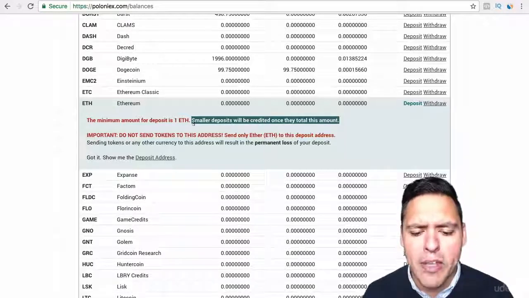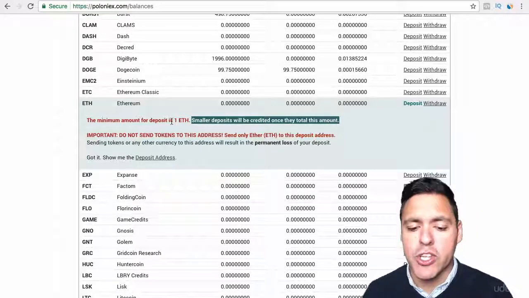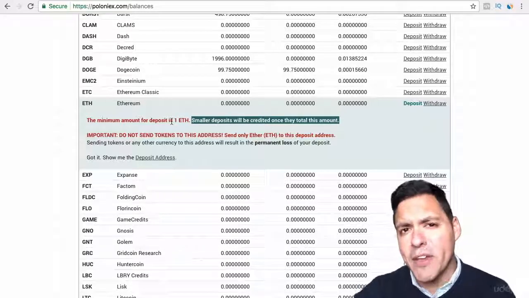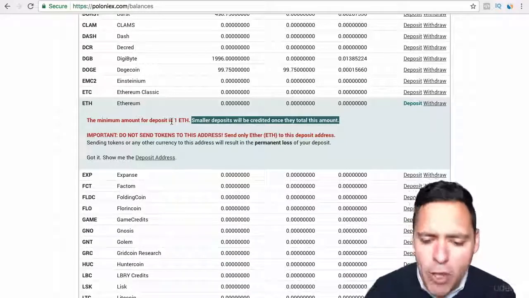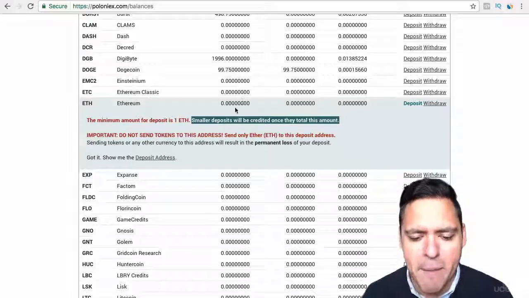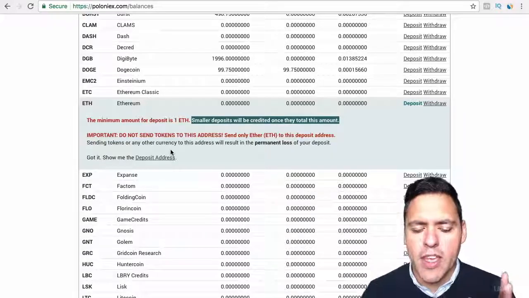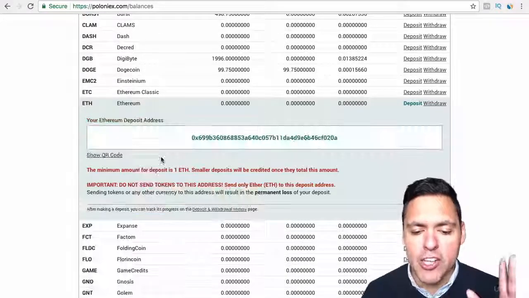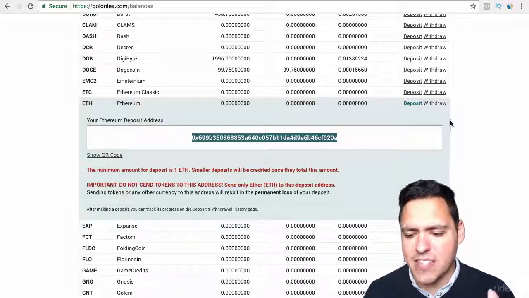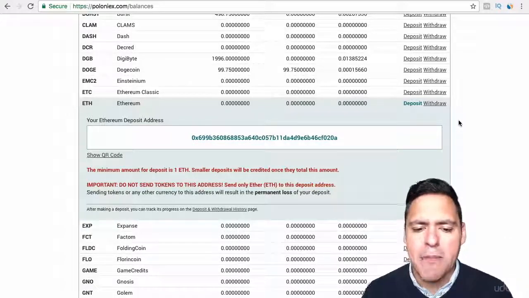So if you send 0.6 of an Ethereum, it won't show up until you add the other 0.4 of an Ethereum, and then it will show up in the Ethereum balance. Okay, so they make you understand this before they actually show you the deposit address, and this is the deposit address.